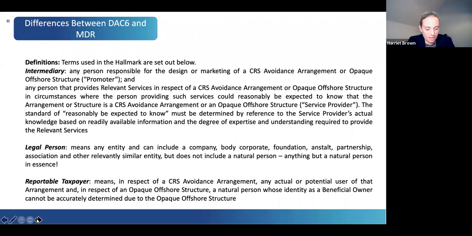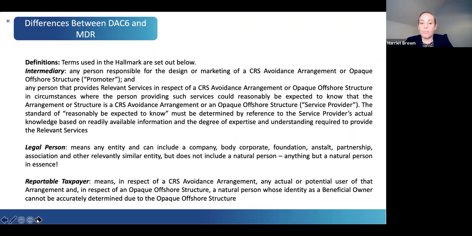In terms of MDR, an intermediary is any person who is responsible for the design or marketing of a CRS avoidance arrangement or an opaque offshore structure, a promoter, and any other person that provides relevant services in respect of a CRS avoidance arrangement or opaque offshore structure, where that person could reasonably be expected to know that the arrangement or structure is a CAA or an OOS. So we've got this distinction between promoters and service providers.